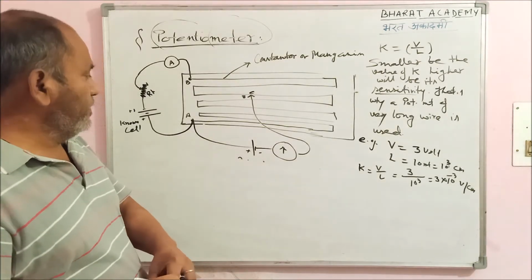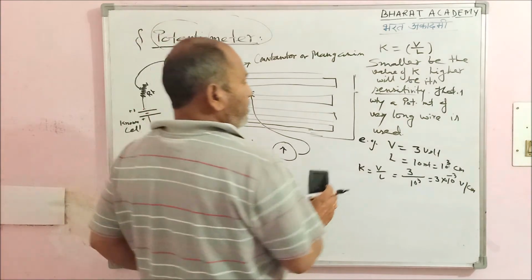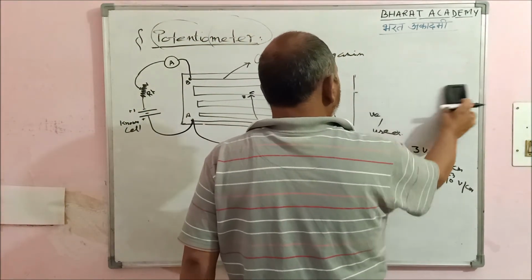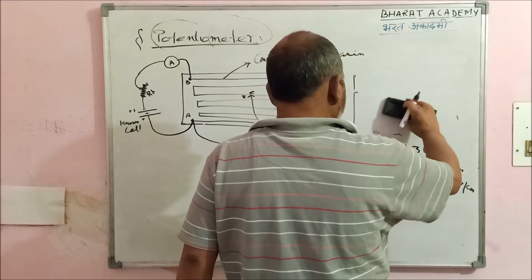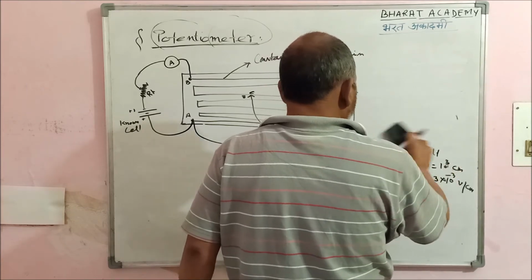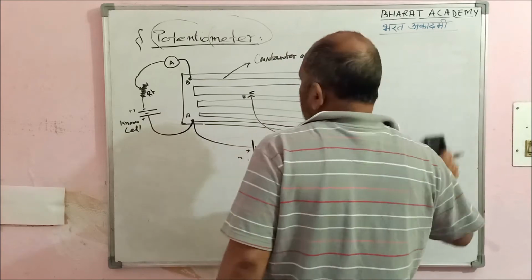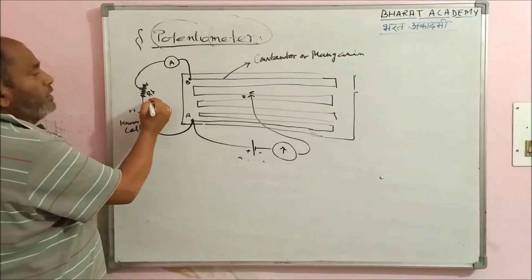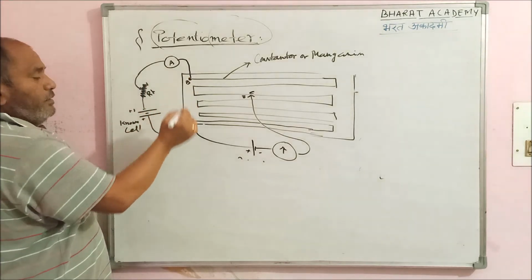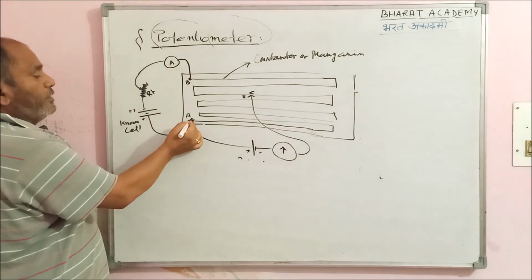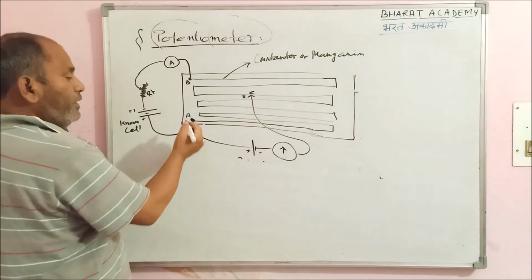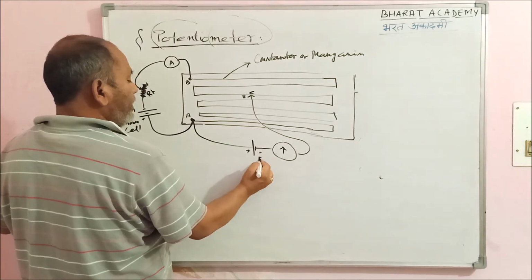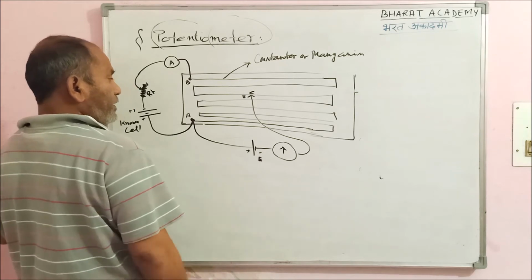After this working principle, let us start with the practical part, how to use this potentiometer. I have drawn a circuit here. This is the known cell, this is the rheostat, this is the ammeter. And an unknown cell of EMF, let it be E, is applied here.